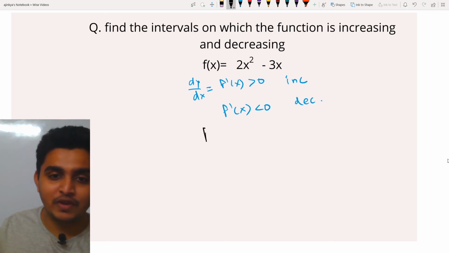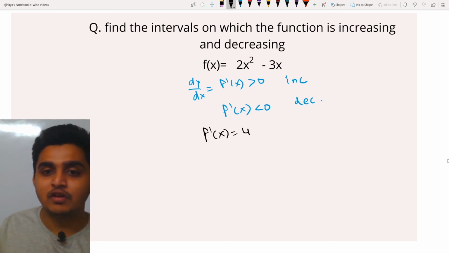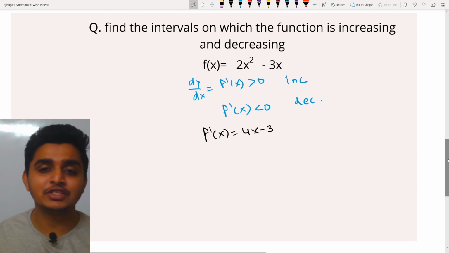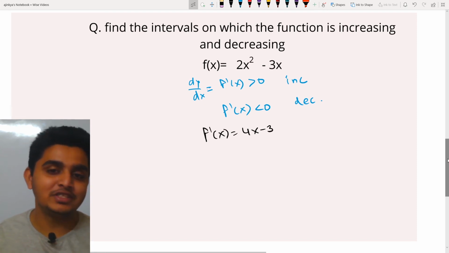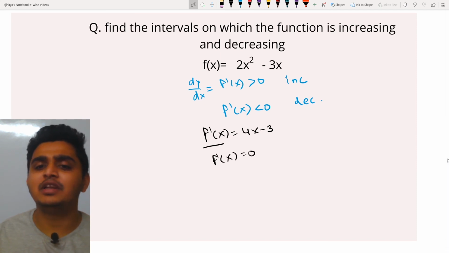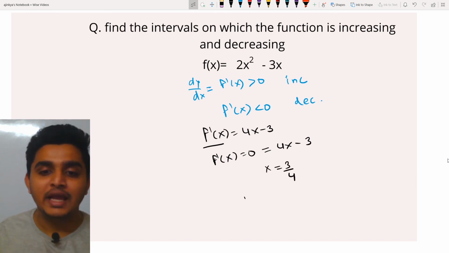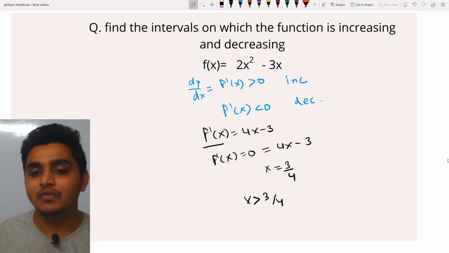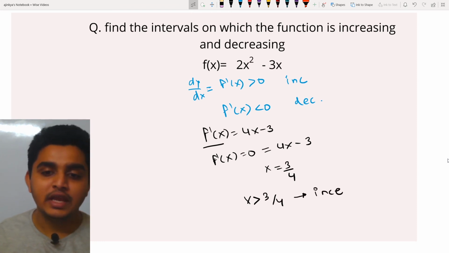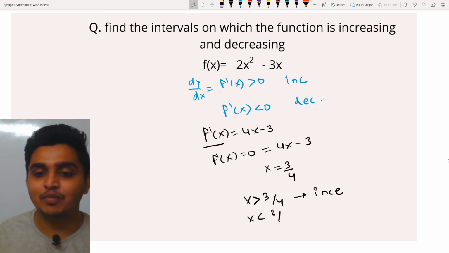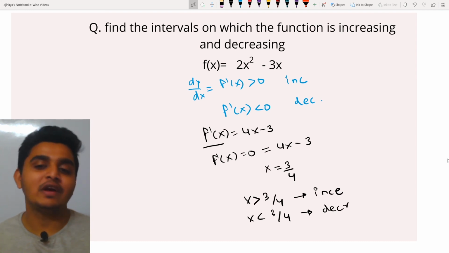So immediately what we have, f dash of x is going to be 4x minus 3, and in such cases we just need to find out what the zero is. So if we equate f dash of x to 0, we'll immediately have a straight line. So if we equate 4x minus 3 to 0, we have x equals 3 upon 4. So anything which is greater than 3 upon 4 will give you an increasing function, right? And anything which is less than 3 upon 4 is going to give you what? Decreasing function, isn't it?